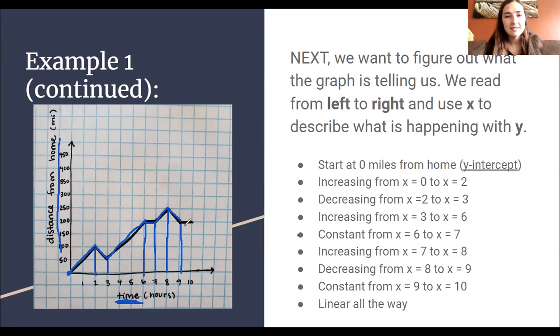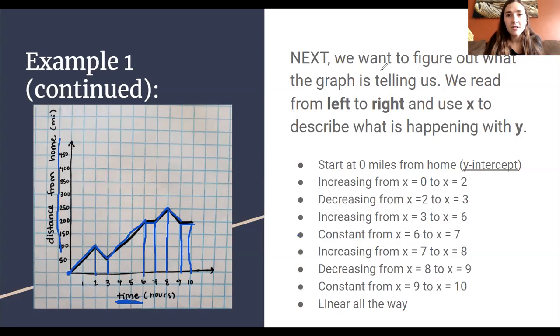And then it's constant from x equals 9 to x equals 10. And then that's basically where our graph stops. You don't need to draw any of these lines in. I just wanted to use them to hopefully show you where I was when I was talking over here, okay?